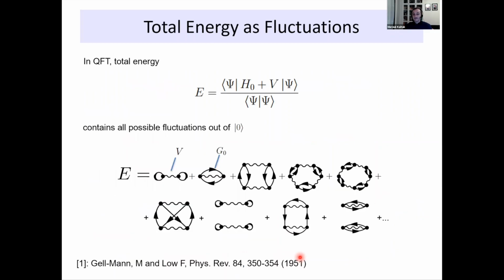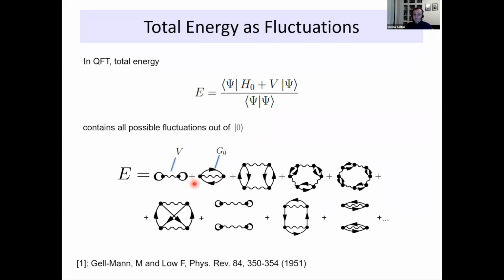So now the interacting ground state energy in quantum field theory is imagined as the state of all possible virtual fluctuations out of this ground state that vanish after a finite time. That is essentially, if we use again the language of diagrams, a sum of all closed diagrams that have, for instance, these forms here.